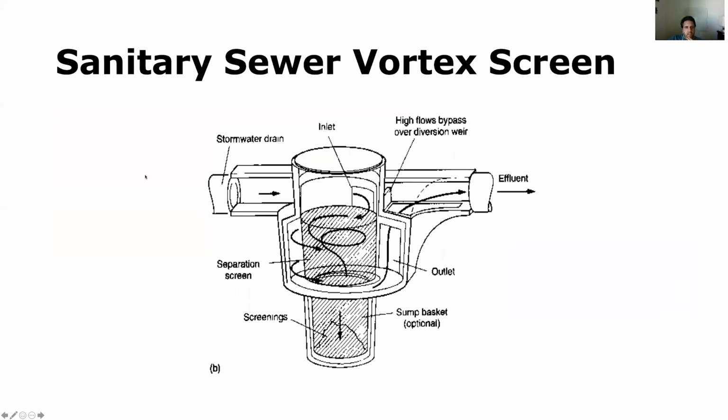A vortex screen is another design. So you've got the drain. This is also used in stormwater, and the sewage comes in through an inlet and creates a vortex motion that causes the screenings to drop down to the bottom, and the water will exit through a different chamber into the effluent. So this can be installed as a structure within a pipe system. Again, that's why it's very commonly used in stormwater drains.